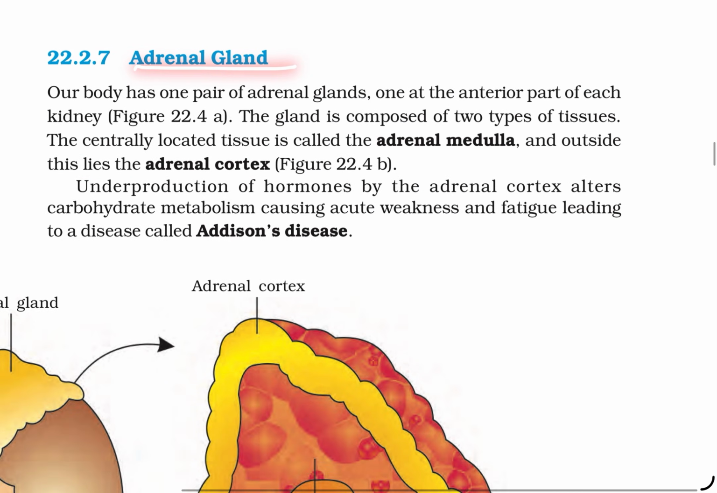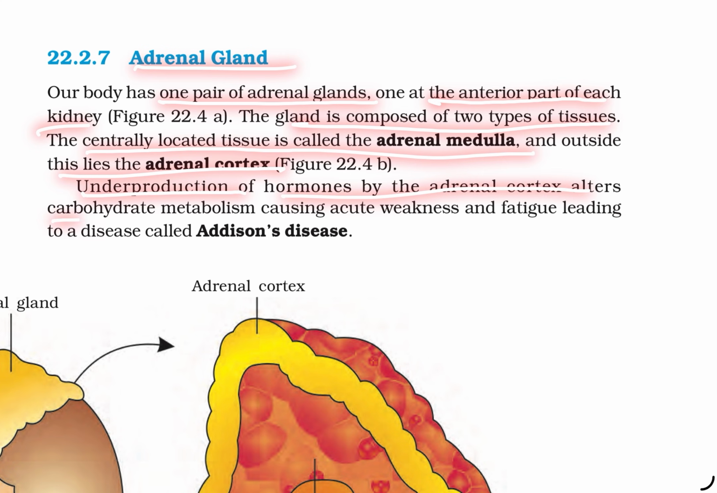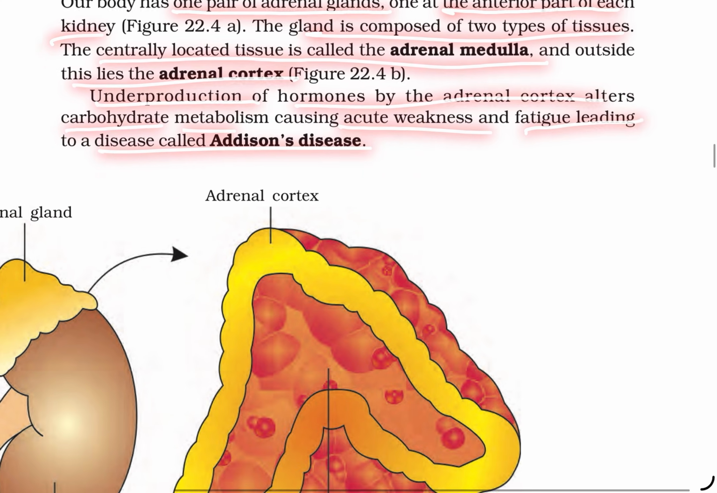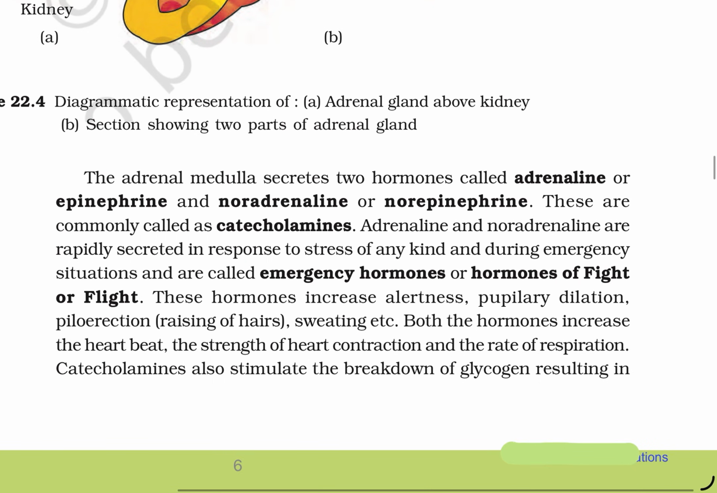Adrenal gland. Our body has one pair of adrenal glands, one at the anterior part of each kidney. The gland is composed of two types of tissue. The centrally located tissue is the adrenal medulla, and outside it is the adrenal cortex. Underproduction of hormones by the adrenal cortex alters carbohydrate metabolism, causing acute weakness and fatigue, leading to Addison's disease.